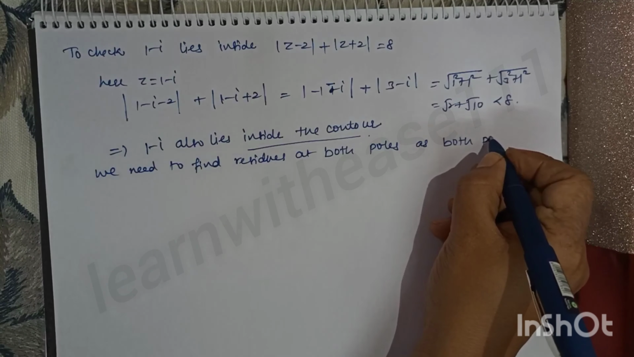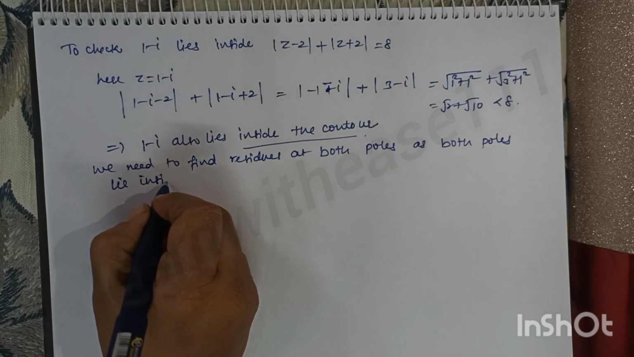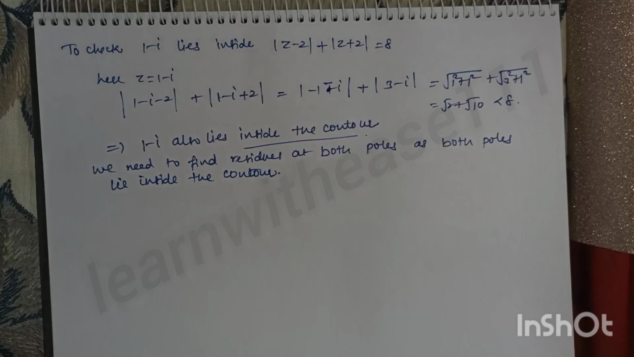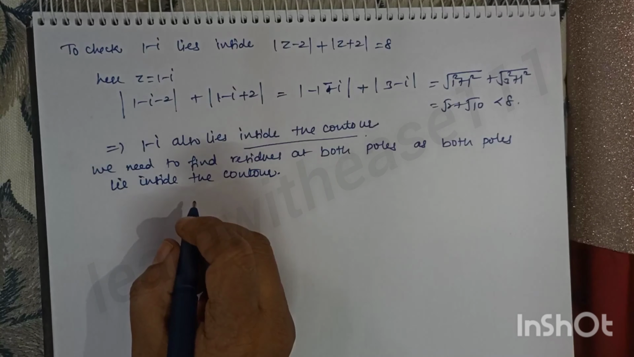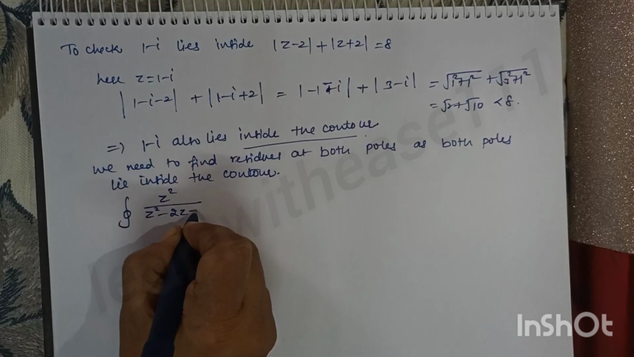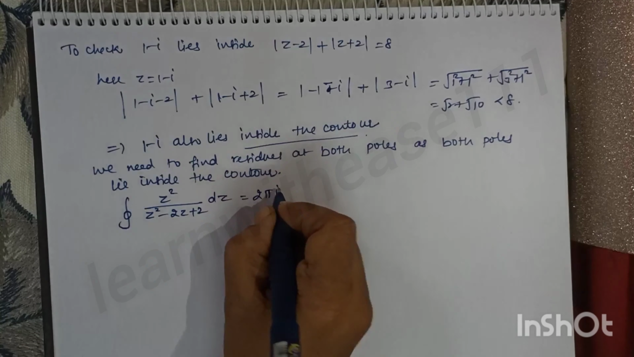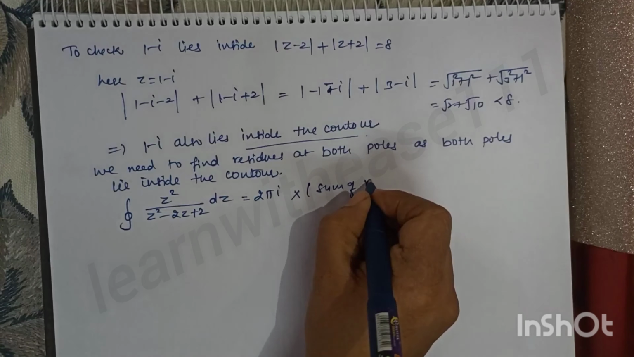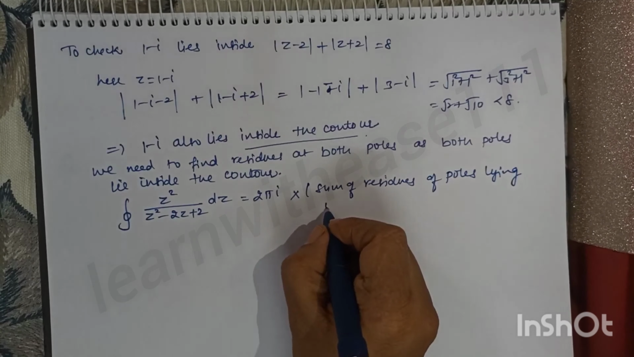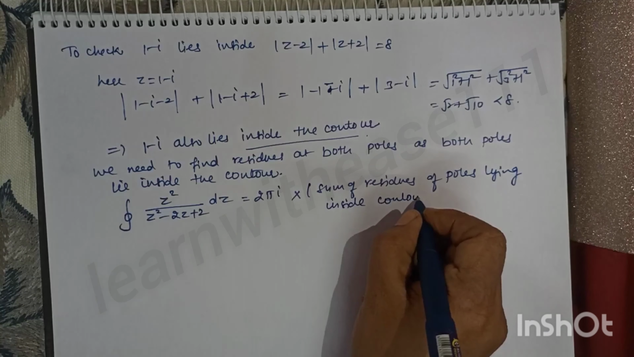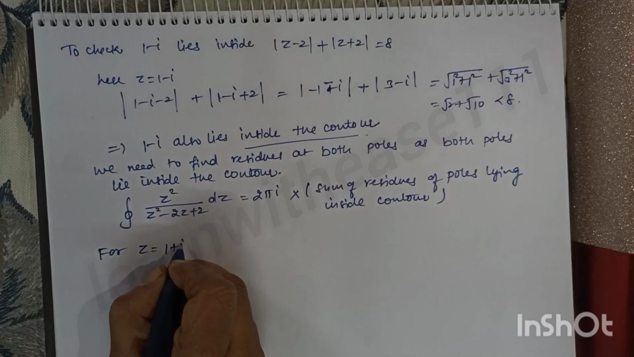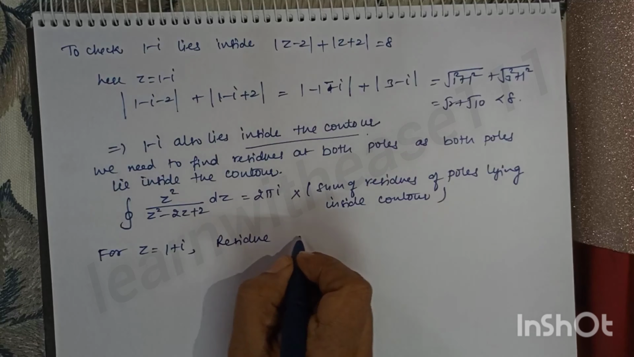Now the value of the contour integral is given by the sum of the residues at all the poles multiplied by 2πi. That is why we need the residue part. So this is our contour integral. It will be given by 2πi multiplied by the sum of the residues at all the poles that lie inside the contour. So we need to find the residue at both the poles, as both lie inside the contour.